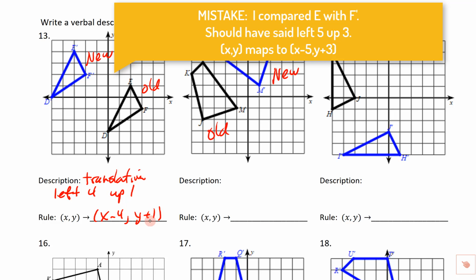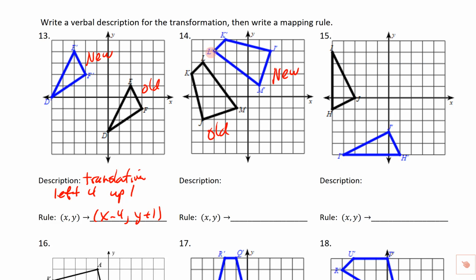okay? Description on this one right here, so let's take a look. This is the old one, this is the new one. Notice these are right across from each other, those are right across from each other, kind of over here. So what we've got here is we've got a reflection across the line, y equals negative x. So reflection across y equals negative x.